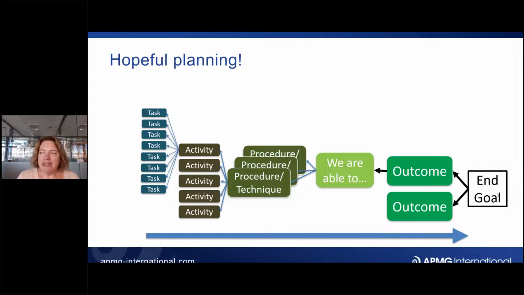Now, you'll see that I've done a big breakdown here. What I've got is the end goal, decomposed, broken down into a couple of key outcomes, and that means the shift in ability. We're able to do something that we couldn't do before. That ability, that capability is made up of different procedures and techniques. To deliver on those, there are different activities that we need to go through, which means there are lots of tasks that support those activities. So you see there's a sort of full breakdown in the logic. The reason I called this slide hopeful planning is because at the end of the day, too often we go the other way.